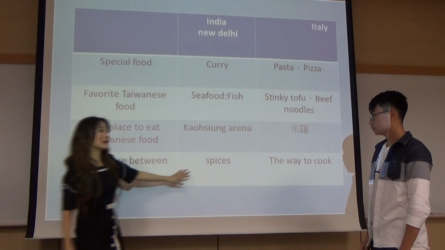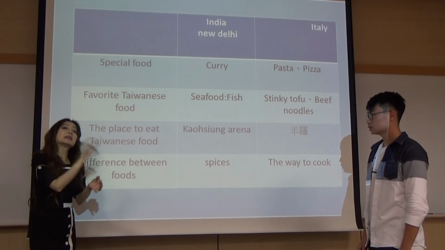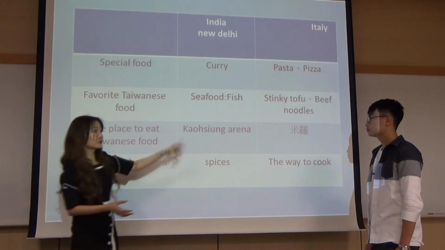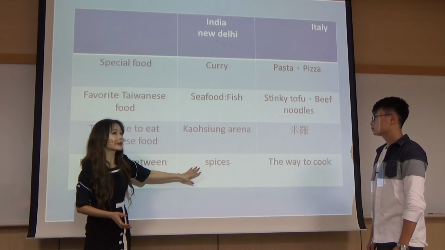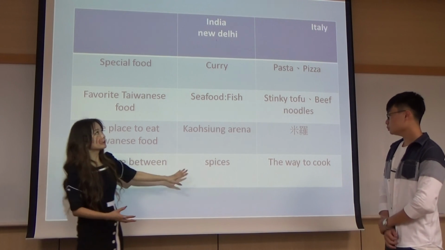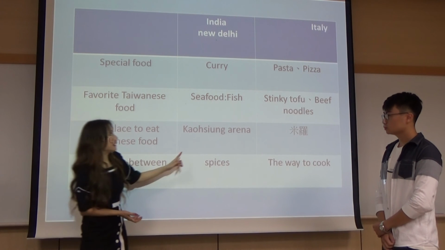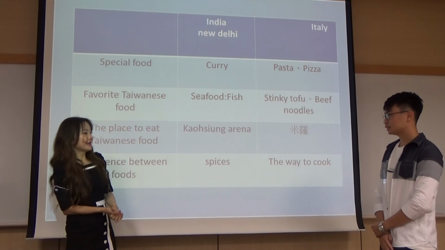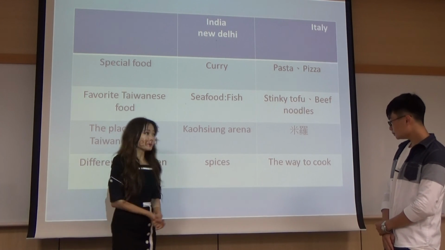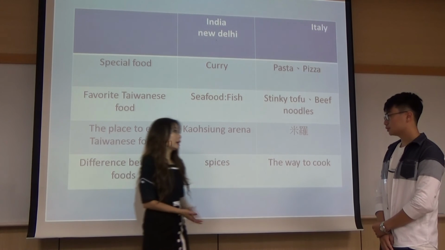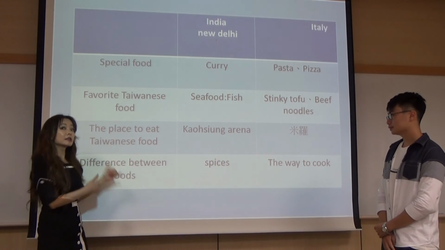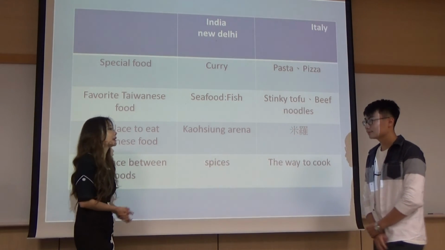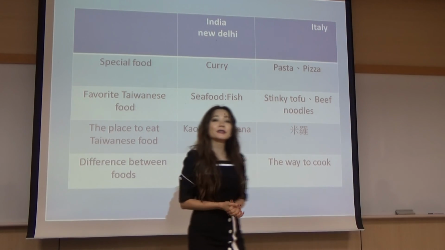And this is also, I really love this. You even point out the difference of the food of these two countries. What makes the food of these two countries different? Indian people like to use a lot of, and Italian people really care about the way to cook, right? So this is a great comparison table done by Alan and Alan's group. Thank you, Alan.